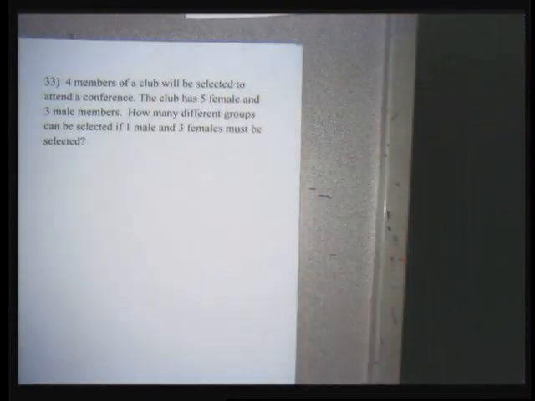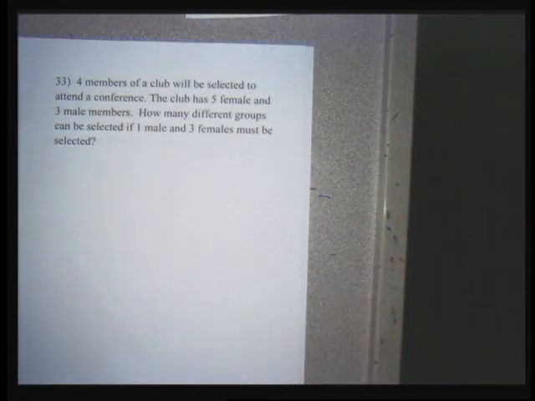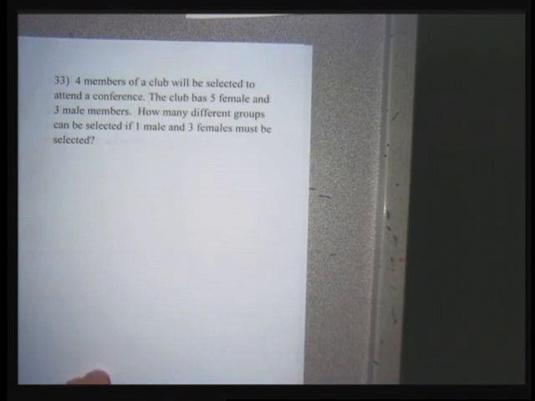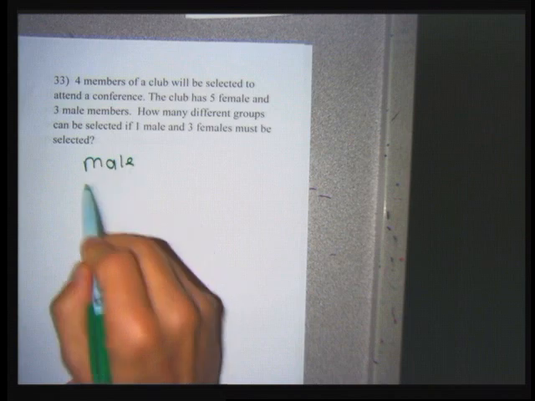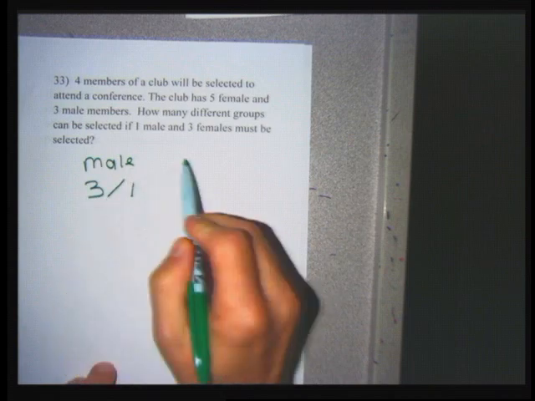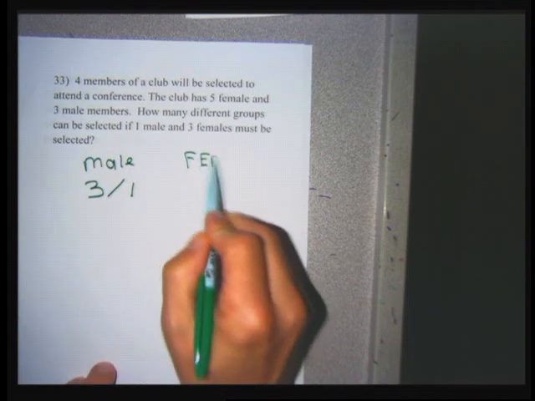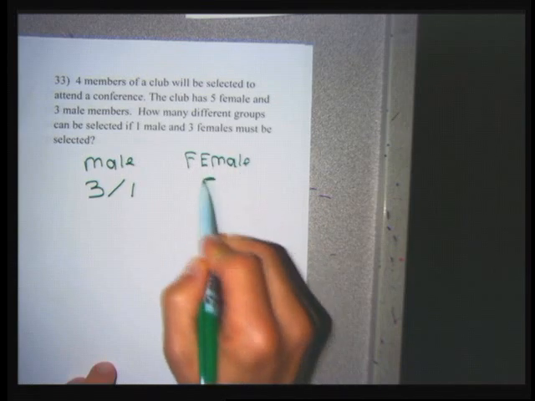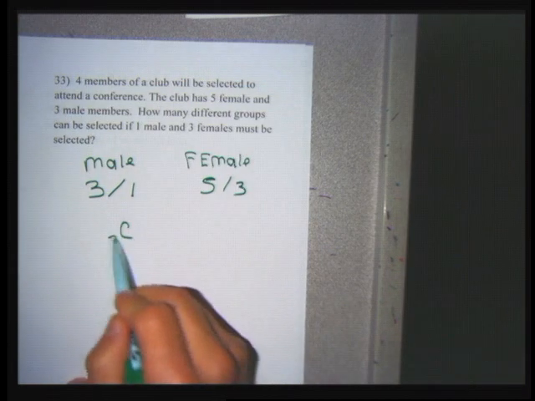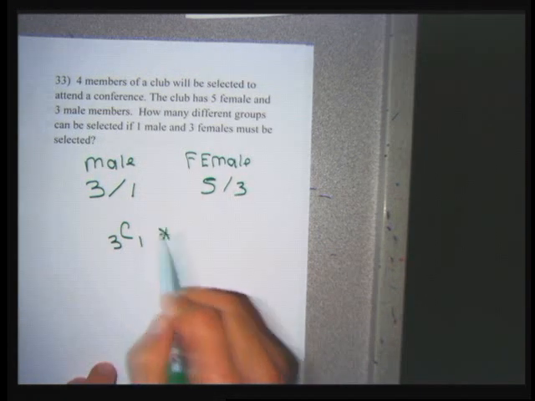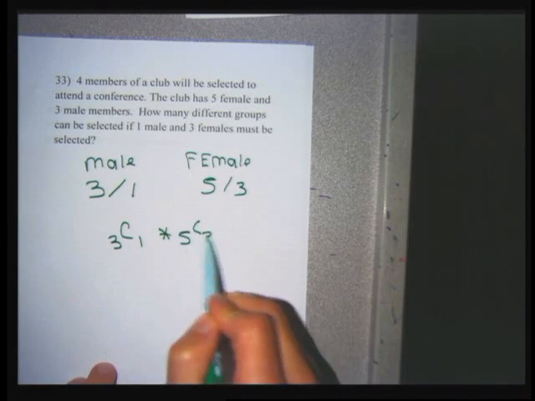Four members of a club will be selected for a conference. The club has 5 female and 8 male members. How many different groups can be selected with 1 male? So for the males, there's 8 males, and I need to pick 1 of them. For the females, the club has 5 females. I need to pick 3 of them. I need to do a combination for each. I need to do 1 of the 8 males and 3 of the 5 females.